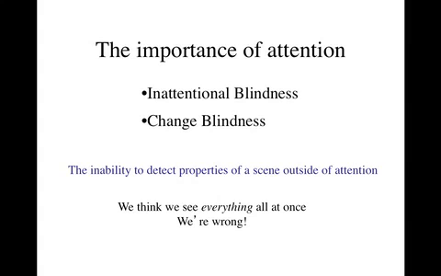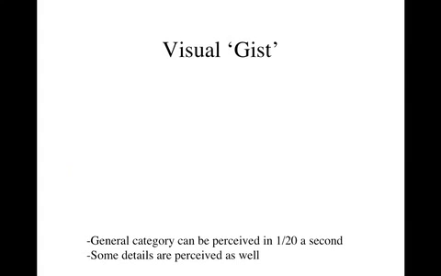So there are these two things, inattentional blindness and change blindness, which are both demonstrating the importance of attention in terms of basic processing. The inability to detect properties of seeing outside of attention. So there are many of these kinds of demonstrations that show that even though we think we see everything all at once, even though when we open up our eyes it feels as if we encode and process everything at once, in fact there's much that we do not see, and that's because we only have limited processing resources. We simply can't process everything at once.